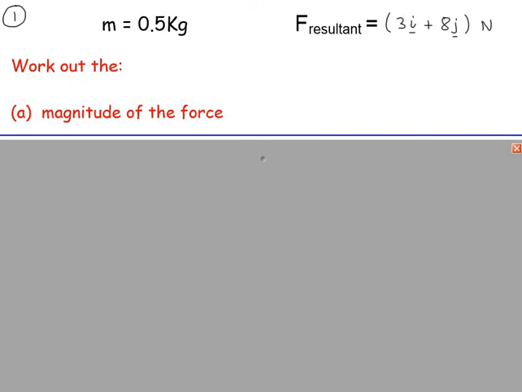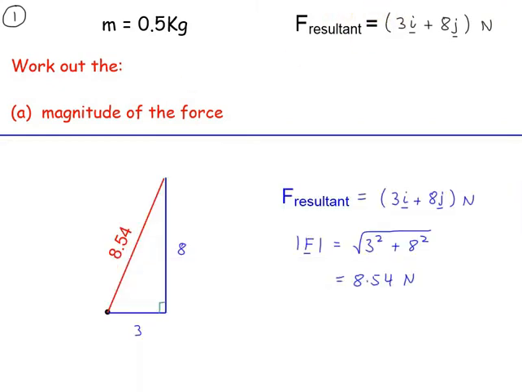Example 1. A mass of a half a kilogram has a resultant force of 3i plus 8j acting on it. We need to work out the magnitude of this resultant force. So that's basic Pythagoras' theorem. Okay, so we've got 3 to the right and 8 up. Pythagoras' theorem, and we're looking for the magnitude of the force, so use this notation.